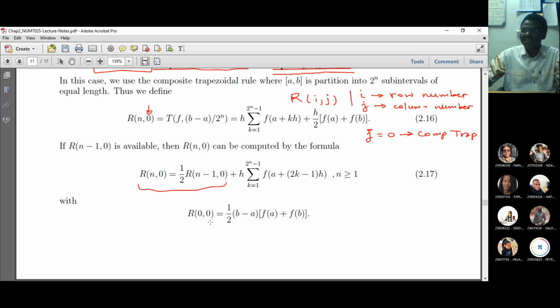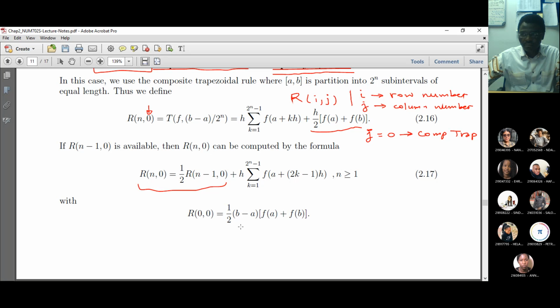Now, where you see R00, R00 is given by this formula. And actually, R00 is the very first value, which is in fact this. If you look at this, it is similar to this. Because remember that for our trapezoidal rule, we have one subinterval in the beginning, meaning that our h is b minus a. And that's exactly what you have here. So R00 is given by this.